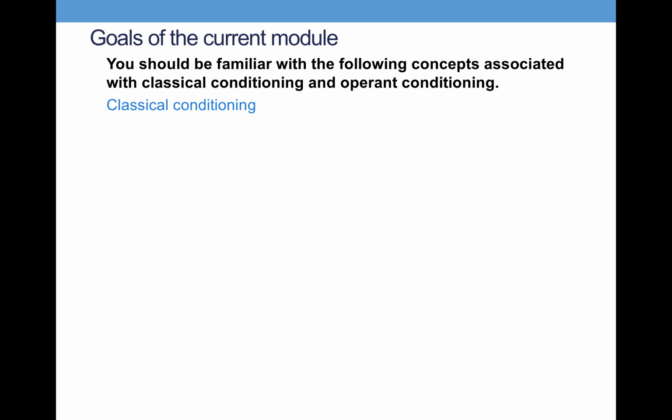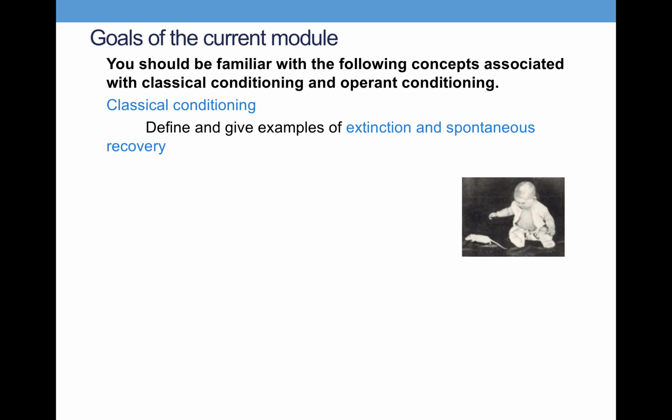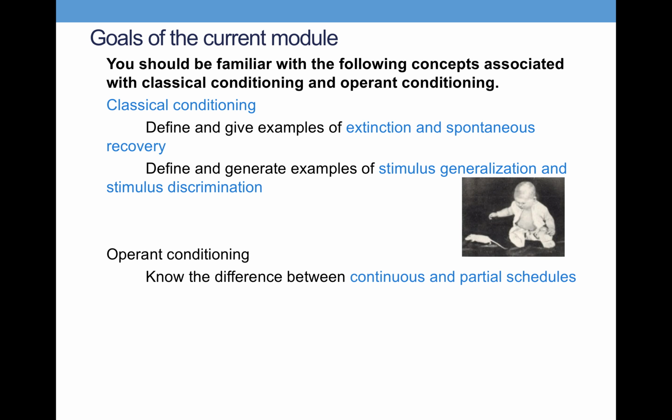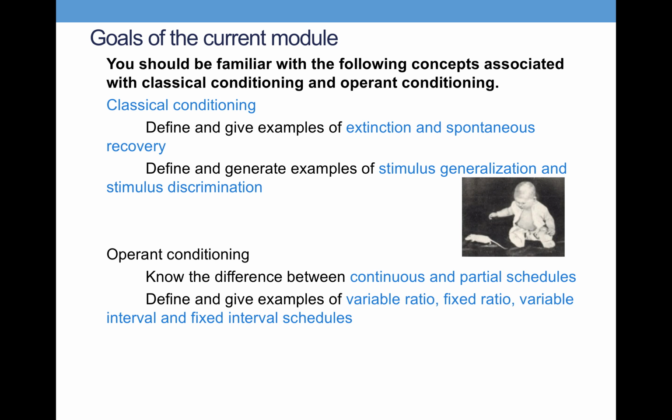You should be familiar with terms associated with classical and operant conditioning, including within the classical conditioning domain, extinction and spontaneous recovery, stimulus generalization and stimulus discrimination, which we've discussed previously. Within operant conditioning, you should know the difference between continuous and partial schedules. Specifically, you should be able to give examples of variable ratio, fixed ratio, variable interval, and fixed interval schedules.